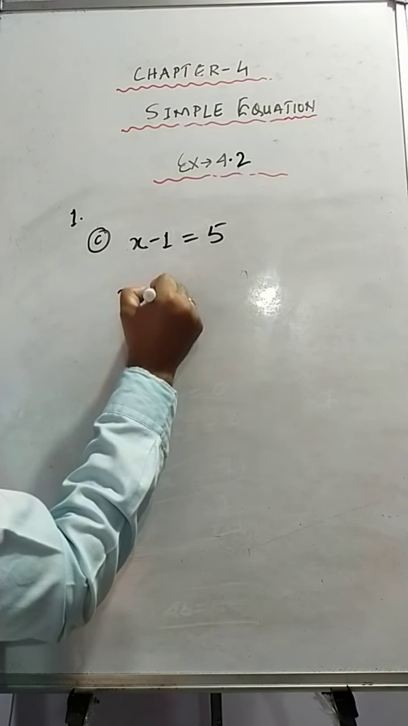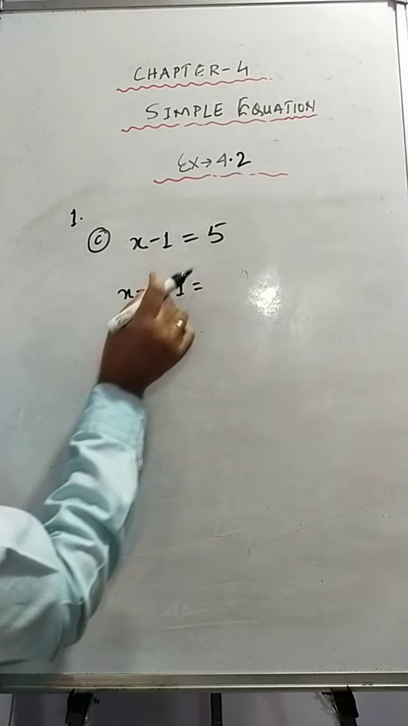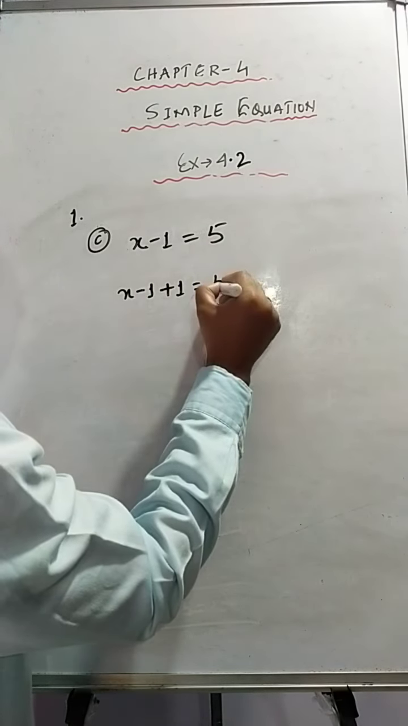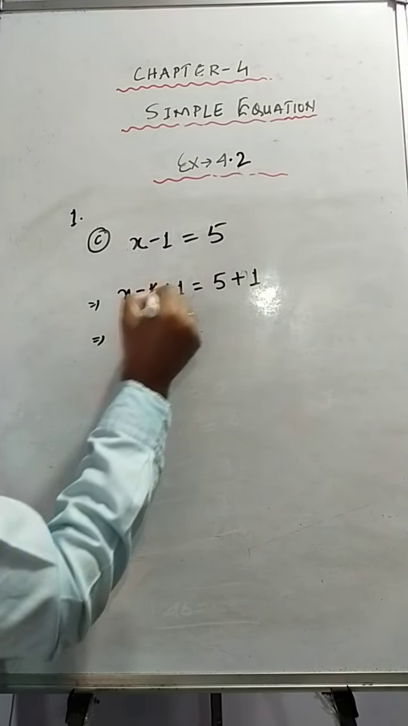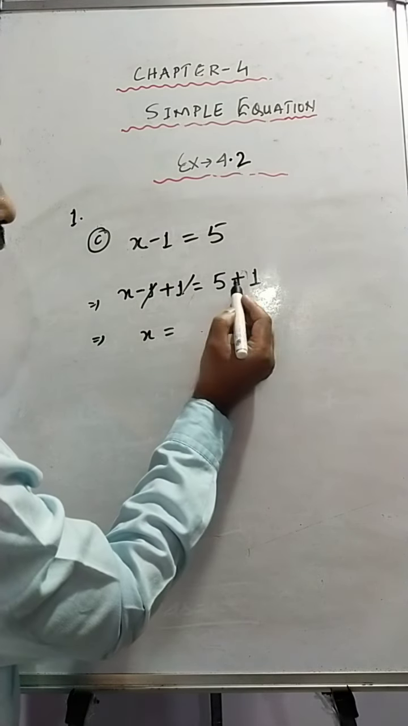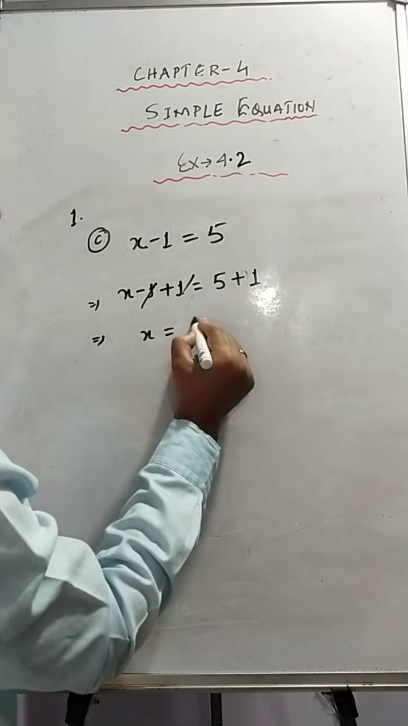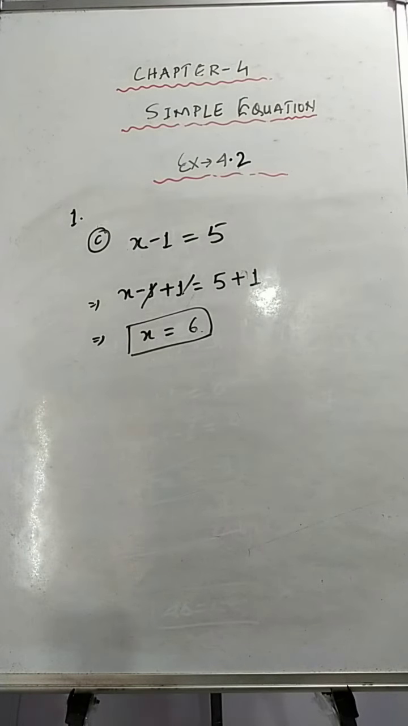So x minus 1 plus 1. So when we're adding plus 1 on the left hand side, the same thing we have to do on the right hand side also. That is 5 plus 1. So next step, we will remove this. Only x will remain on the left hand side, and on the right hand side we'll get the answer as 5 plus 1 is 6. So this is your required solution of sum number C.